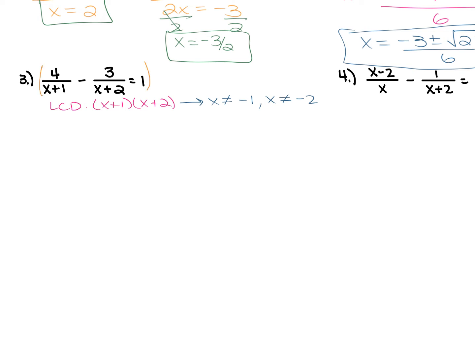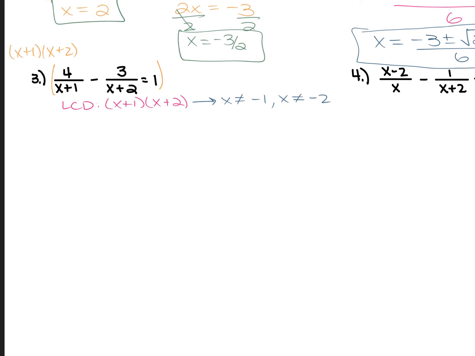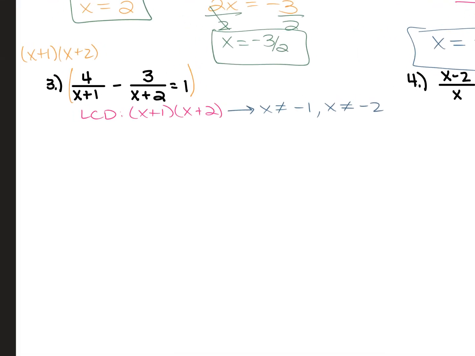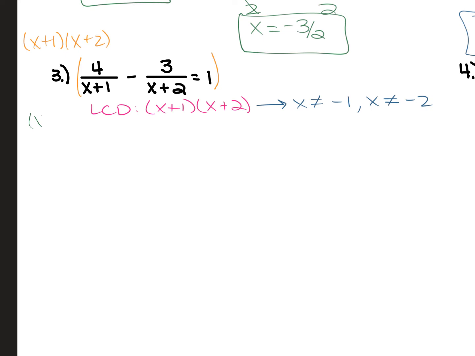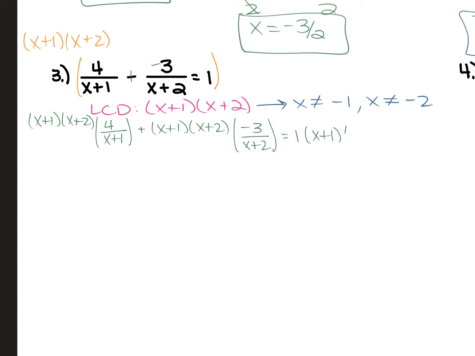You're going to multiply everything by your least common denominator, so that's x plus 1 times x plus 2, which means you are going to have x plus 1 times x plus 2 times 4 over x plus 1. The minus 3 is going to become a negative, so I'm going to add it with the negative 3. So this is going to be x plus 1 times x plus 2 times negative 3 over x plus 2 is equal to 1 times x plus 1 times x plus 2.